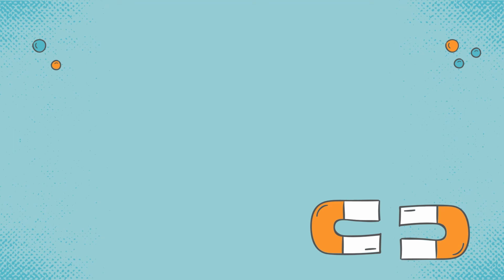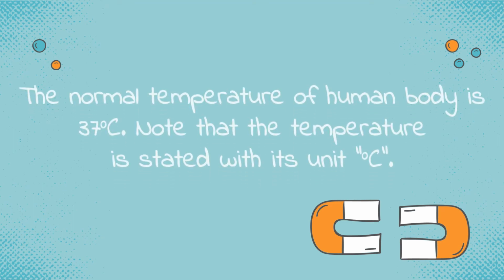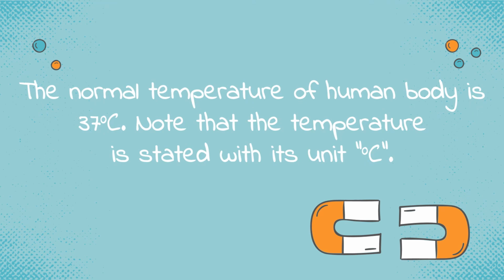And you just read your own body temperature if you did that activity. The normal temperature of a human body is usually 37 degrees Celsius. Note that the temperature is stated with its unit, degree Celsius. So a little dot on the top and a C. It's important to do that because we need to know that it's in Celsius.